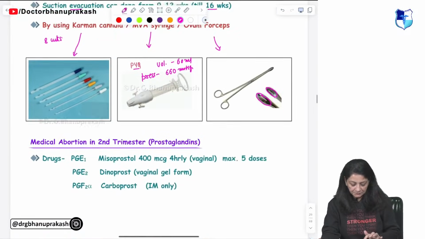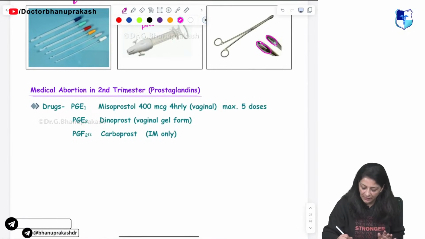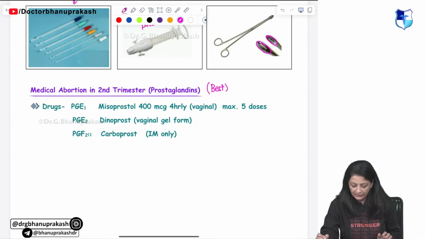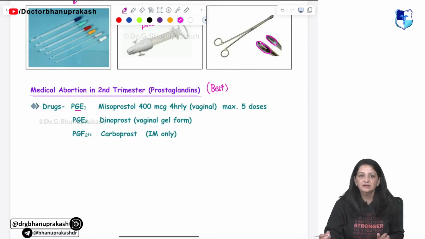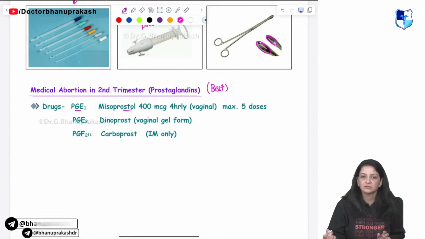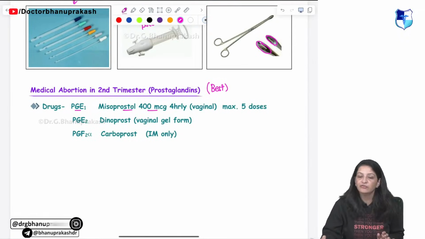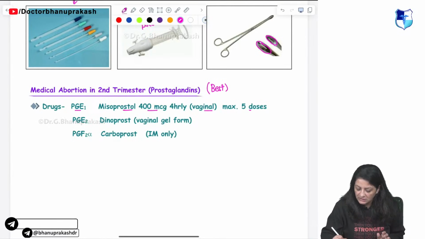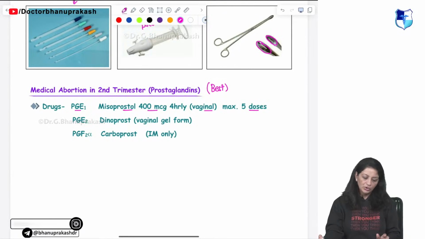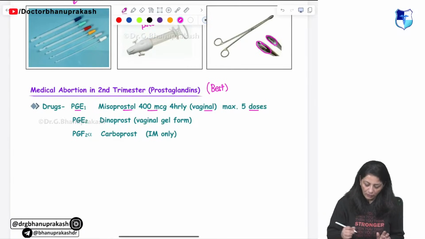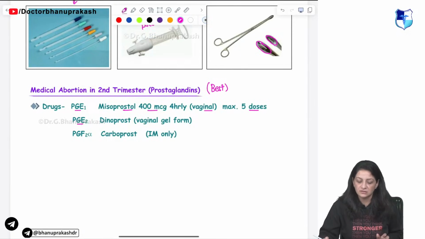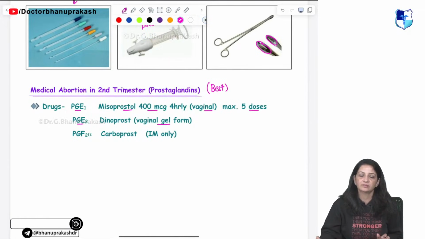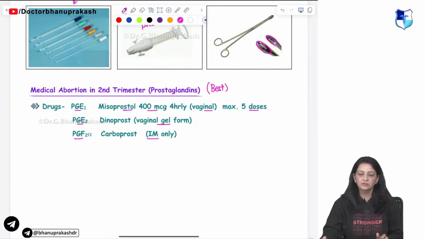Now, in second trimester, the best method is the use of prostaglandins. Prostaglandin E1 misoprostol with the dose of 400 microgram 4 hourly vaginally, maximum doses up to 5. Prostaglandin E2 is dinoprost, vaginal gel form. Prostaglandin F2 alpha is carboprost, intramuscular only.